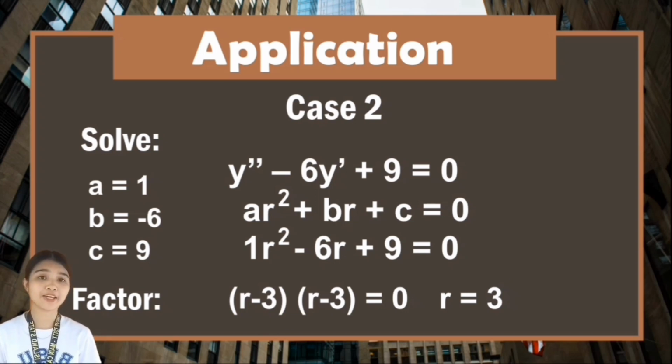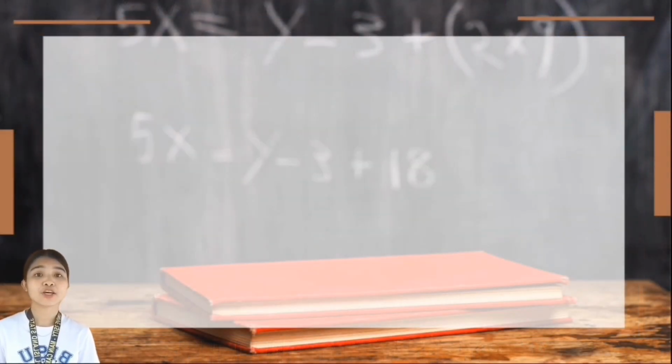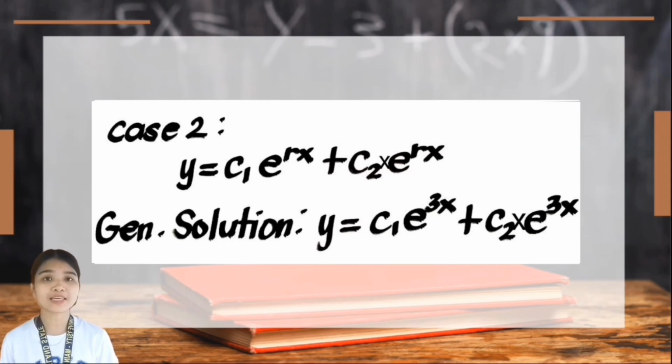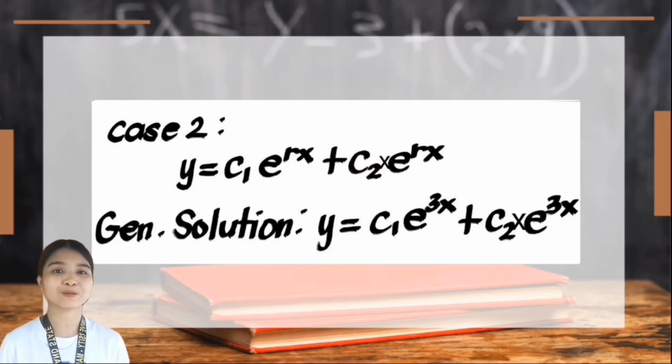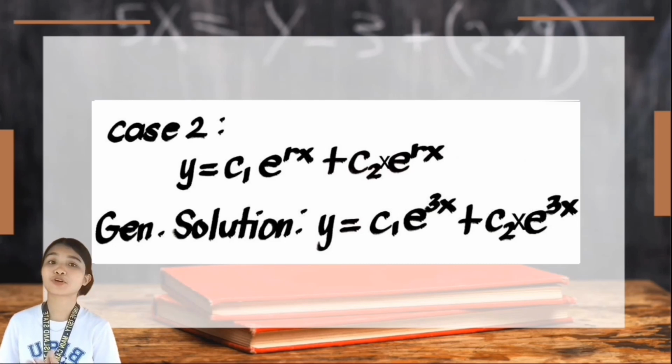Now, in order to find the general solution of the differential equation, we will have the formula y equals c1 e to the power of rx plus c2 x e to the power of rx. We will plug in the value of r, which is 3, in this equation. So we will have y equals c1 e to the power of 3x plus c2 x e to the power of 3x. So that's how we can solve it when we consider the second case. That's all, and thank you for listening.